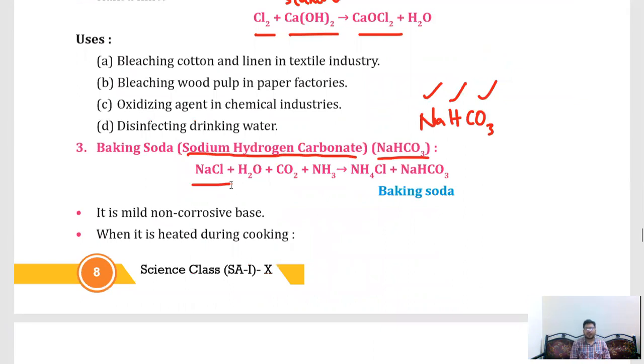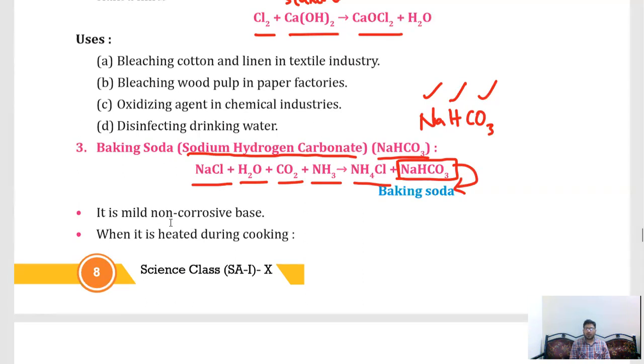You see guys, you have to take sodium chloride, common salt, take some amount of water, and take carbon dioxide gas and ammonia. Four reactants are there. Sodium chloride, water, carbon dioxide, and ammonia give rise to ammonium chloride, NH4Cl. At the same time, baking soda is produced.